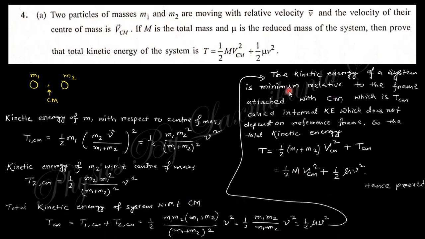Now the kinetic energy of the system relative to the frame attached to the center of mass is minimum, called Tcm, the internal kinetic energy, and it does not depend on the reference frame. So the total kinetic energy will be this one plus the kinetic energy of the total mass moving with the center of mass velocity. So finally you will obtain this relation.